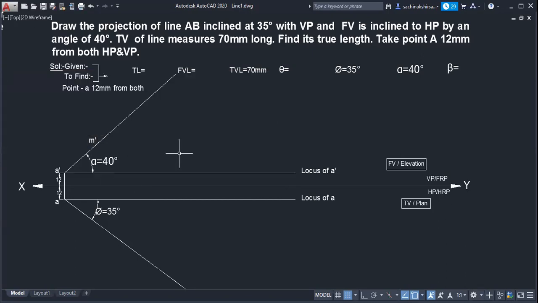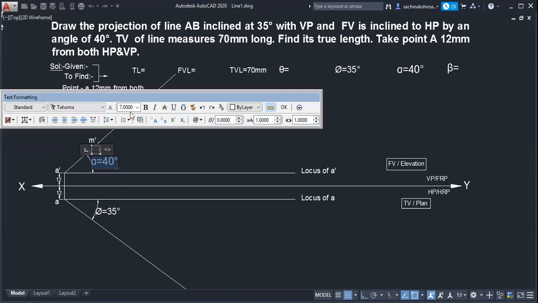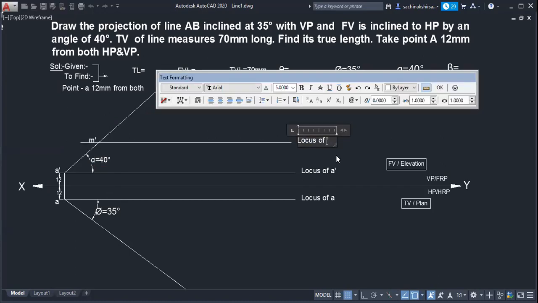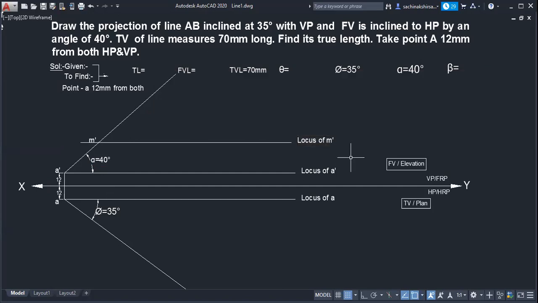Why? Because that line is of which angle? Alpha. So A dash M dash will be what? A dash M dash will be the FVL, front view length, of AM. So once we get the point, what we have to do? Immediately we have to draw the locus. And what will be the locus? Locus of M dash.